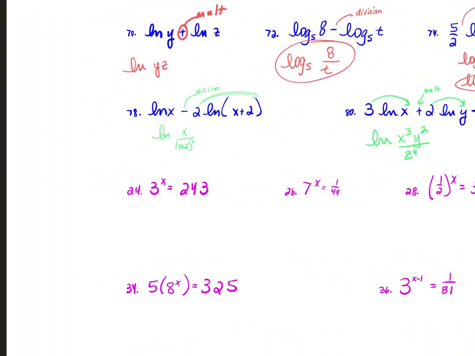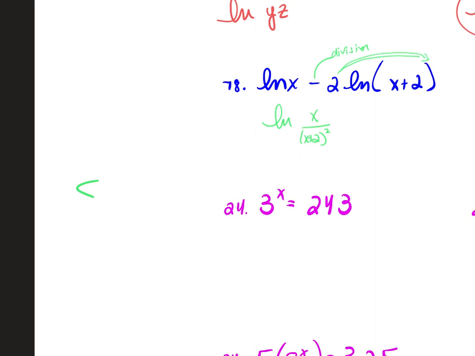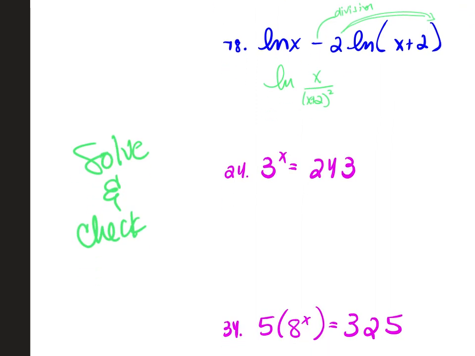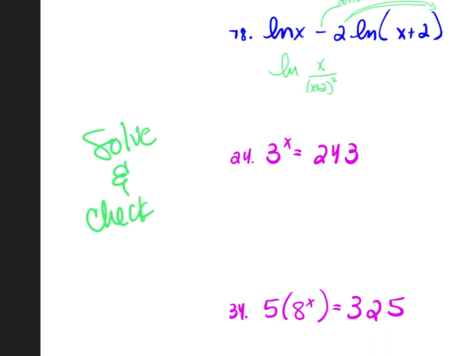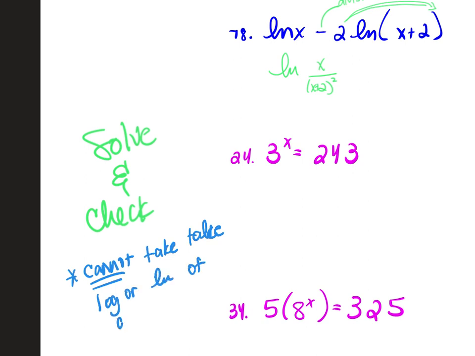All right, now guys, when you have an equal sign and you're solving, you're going to solve and check. You need to check for extraneous solutions, ones that don't work. You don't have to show me a formal check. You don't have to do anything other than plug it in your calculator and just make sure. Another thing you have to remember is that you cannot take the log or ln of a negative. So you got to check for that too, okay?